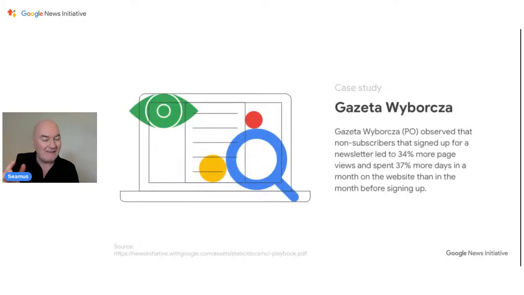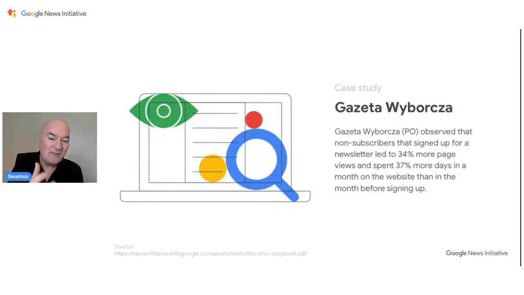Let's take a look at a case study, because I think looking at examples is always crucial, because it's seeing what's working for people who are already doing this. So publishers and media where it's working well. This is Gazeta Wyborcza, in Poland. I'm sorry for the pronunciation, a bit like my name, Seamus. I get called Seamus all the time.